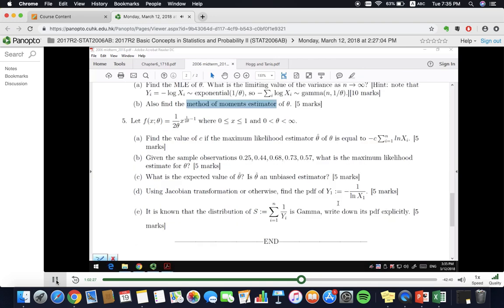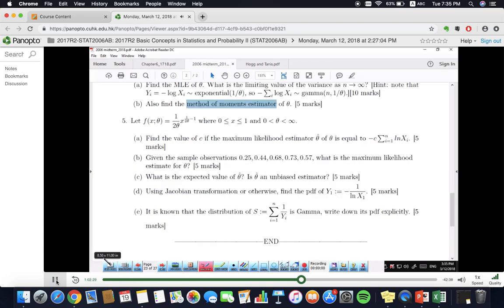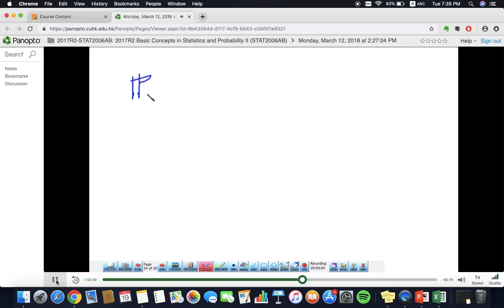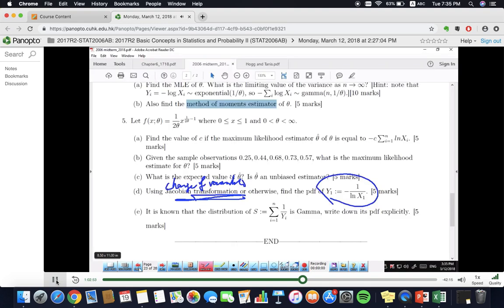Finally, find out the PDF. Well, the PDF. This is another time to use the chain rule. I will not go through it in detail. It is a change of variable, with no Jacobian needed. So how to find it out? The probability of, what is y?